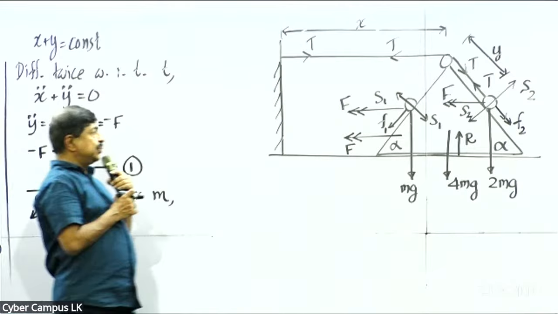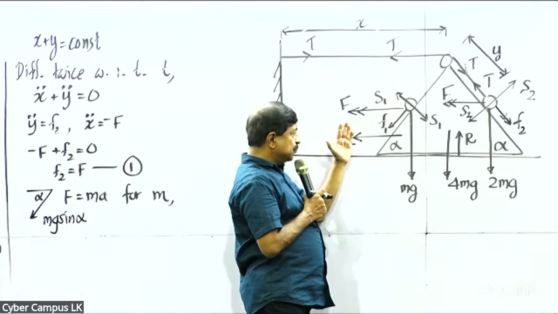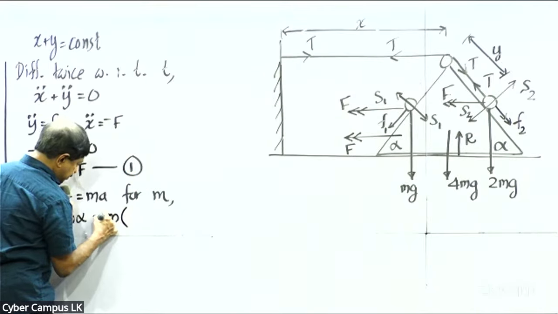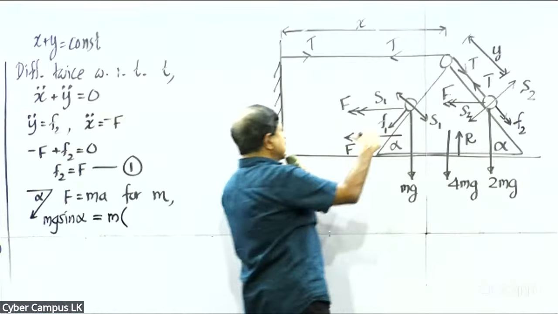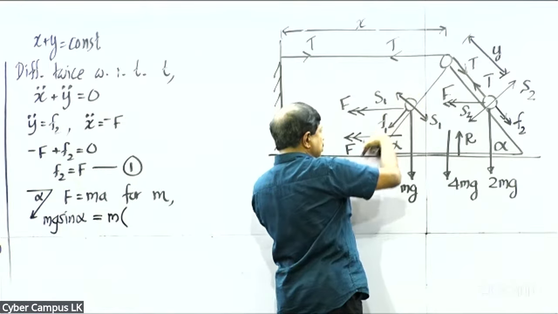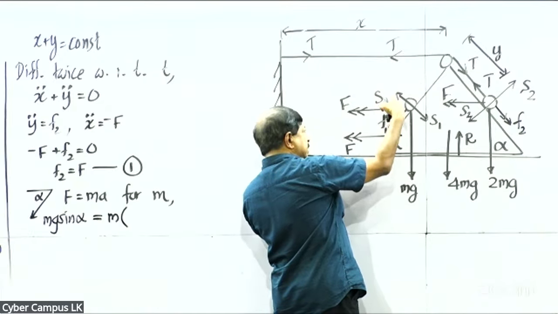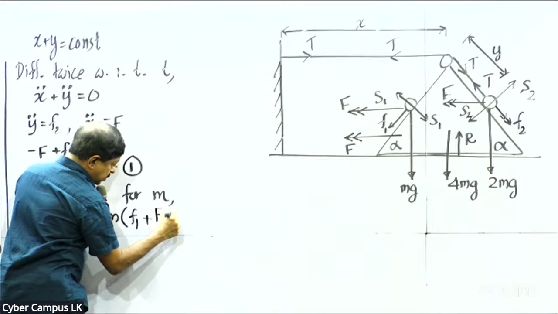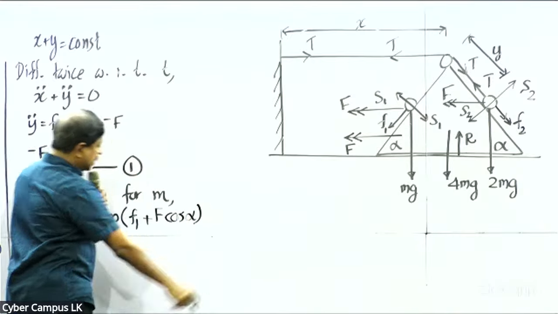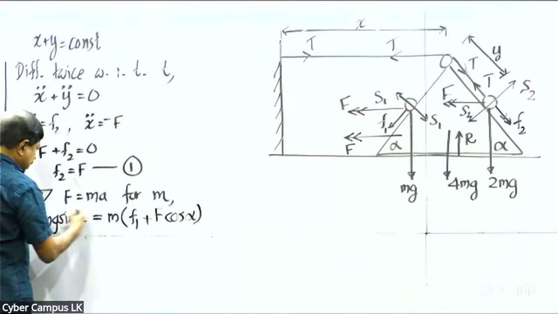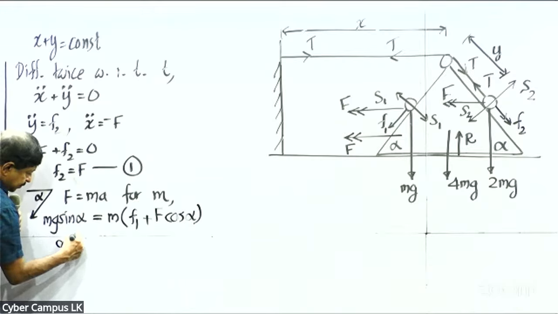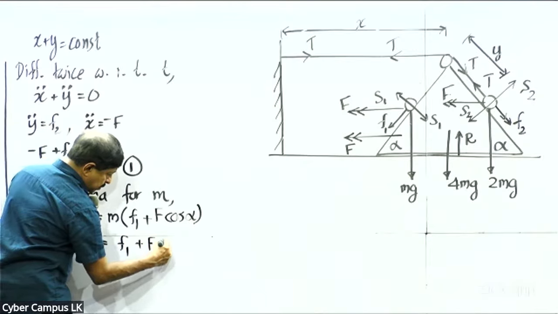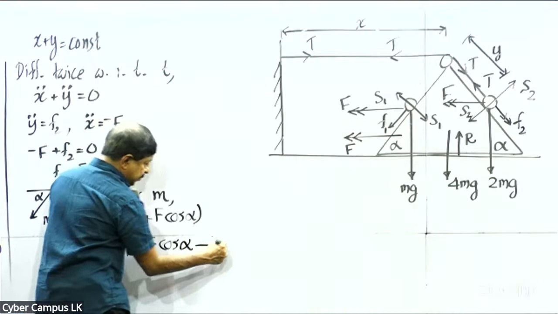Is this force, that's the only force, equal to mass m times the acceleration. Now what's the acceleration? It is in this direction f1, and we have to resolve this, that is capital F cos alpha. So f1 plus capital F cos alpha. So you can divide this by m. And this is equation 2.